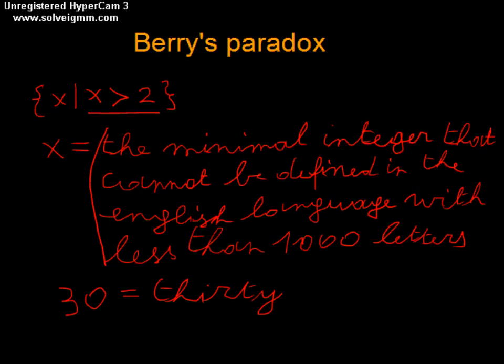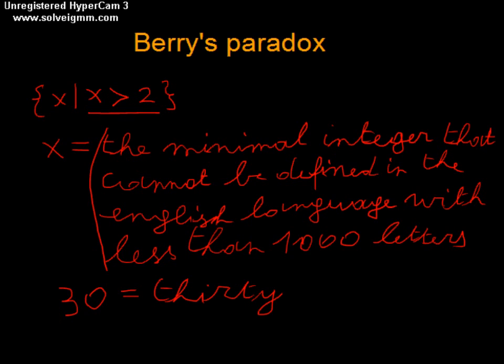This is the definition of x. But we have just defined x with less than 1000 letters. But x cannot be defined with less than 1000 letters. So this is a paradox. It is called Berry's paradox.